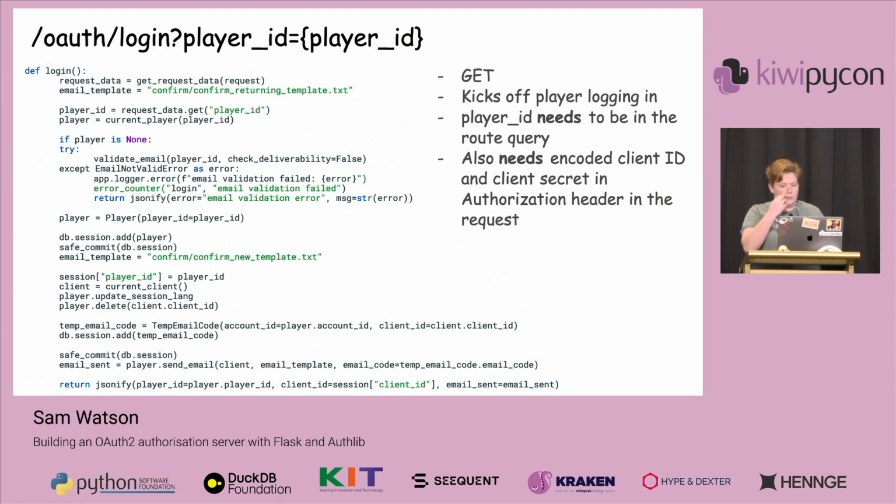Once we have a player object, either an existing one or a new one, we create a UUID code so we have an easy way to know, later on when we have an email to send, that the link we send is a legit one and hasn't been used before. We send the player an email and return the player ID, the client ID, and a boolean of whether the email was sent back to the game.